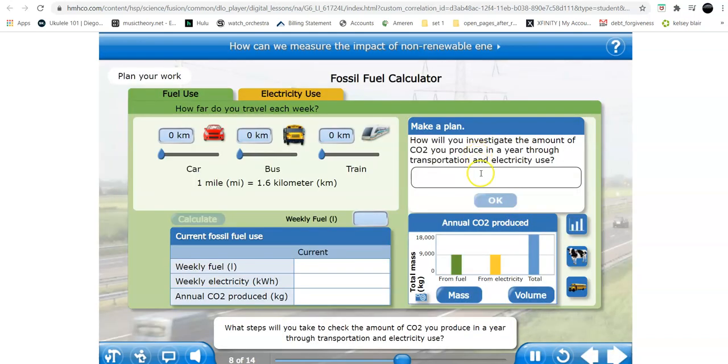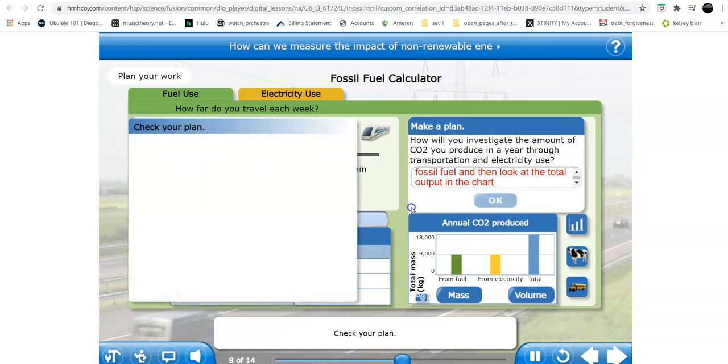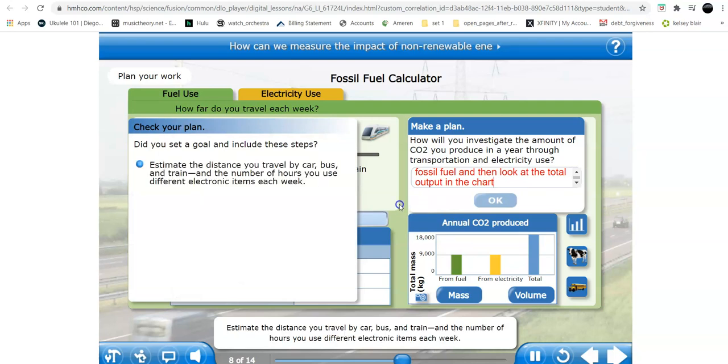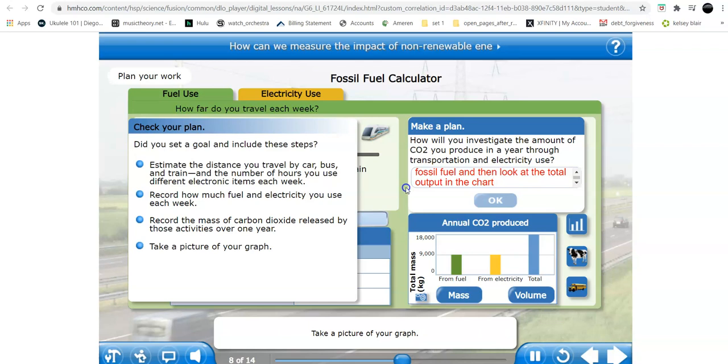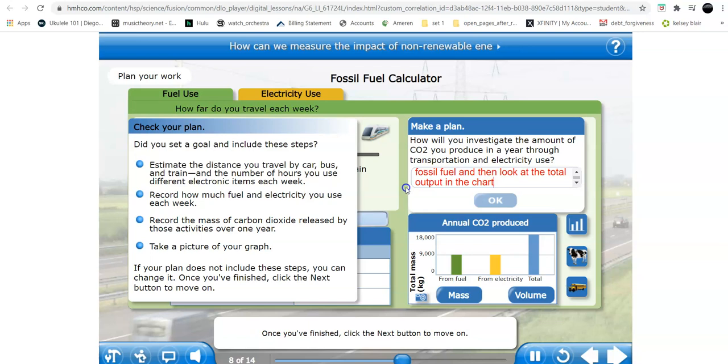What steps will you take to check the amount of CO2 you produce in a year through your activities? Check your plan. Did you set a goal and include these steps? Estimate the distance you travel by car, bus, and train, and the number of hours you use different electronic items each week. Record how much fuel and electricity you use each week. Record the mass of carbon dioxide released by those activities over 1 year. Take a picture of your graph. If your plan does not include these steps, you can change it. Once you've finished, click the next button to move on.